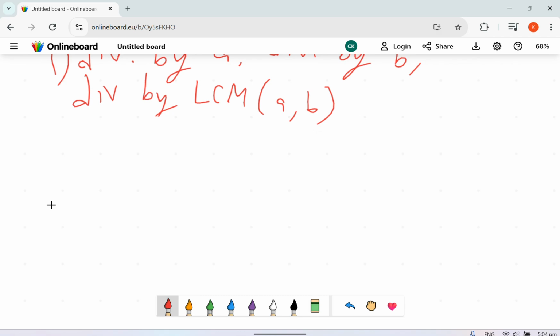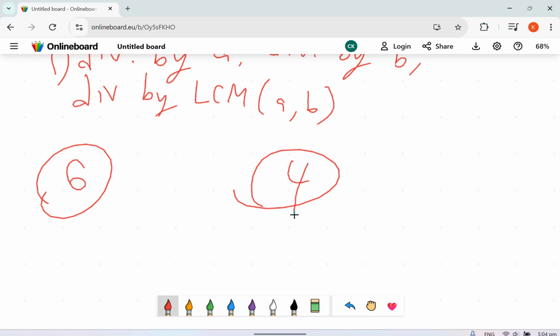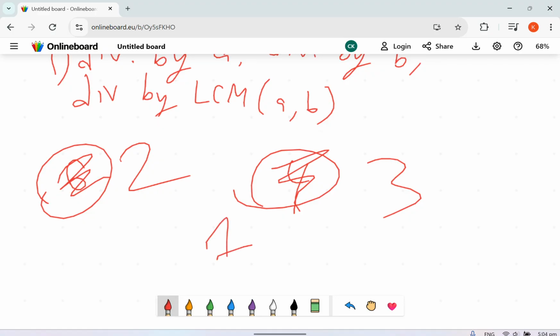Because if I have two numbers, A and B, maybe they will share some factors. For example, if I have 6, I have 4, they share a factor 2. But if I have, for example, let me give you an example, I have 2 and I have 3. They only share one single factor, which is just the number 1. They don't share any other factors. Okay? So that's basically what co-prime means.